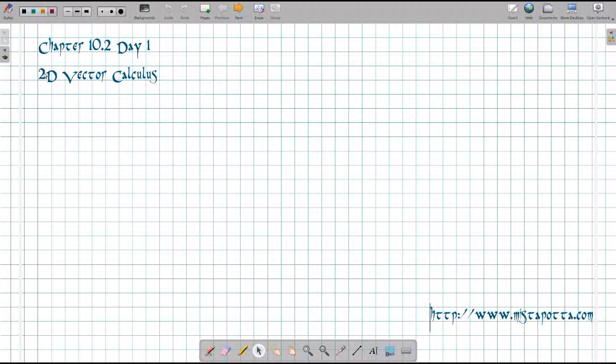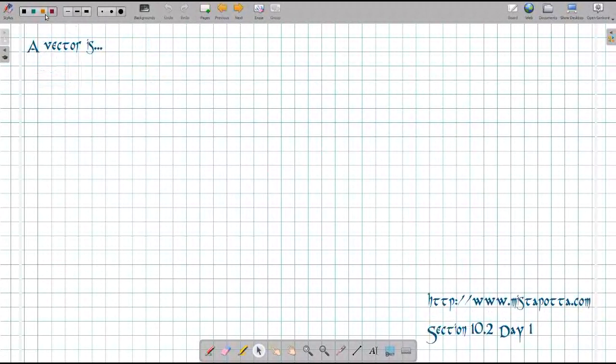In today's lesson, we're going to be talking about vector calculus. We're going to be talking about it from a two-dimensional perspective. If you want to get a three-dimensional perspective, then you really need to take a look into a Calculus 3 class. But we're going to be looking at vectors from a two-dimensional perspective. And so I want to start by talking about what a vector is.